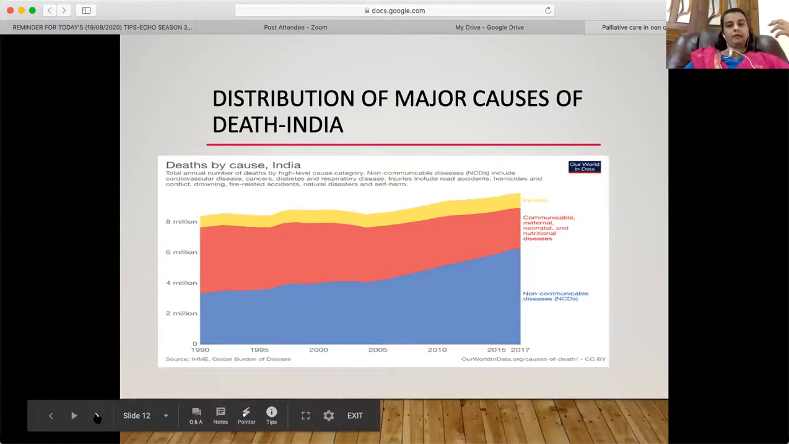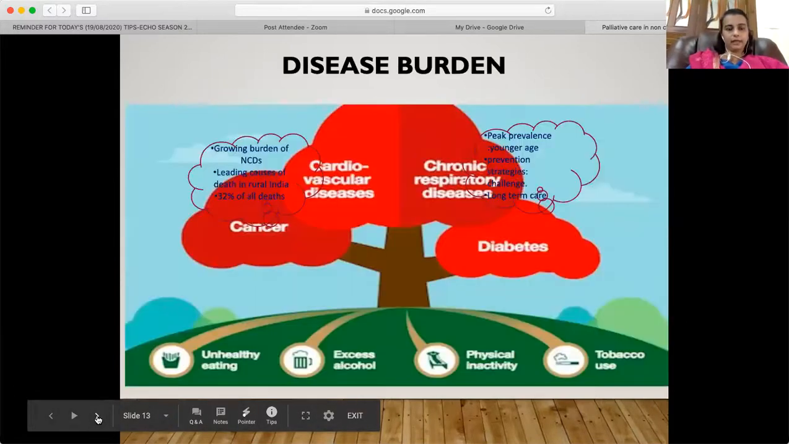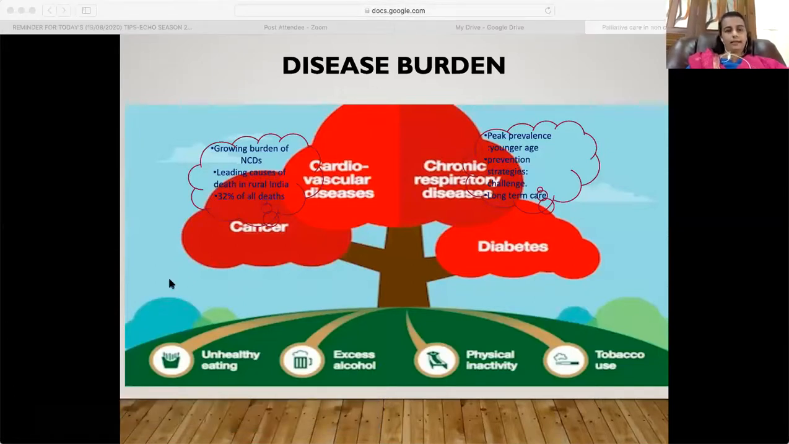Compared to the rest of the world, we probably had a lot of communicable disease in the past. So our numbers of communicable disease are coming down, but you can see that our NCDs are going up. This is a growing burden as far as our country is concerned, because it's mirroring what we see in the developed countries. So India is facing an epidemiological transition. There's a growing burden of NCDs coming up, mainly because the lifestyle is changing.